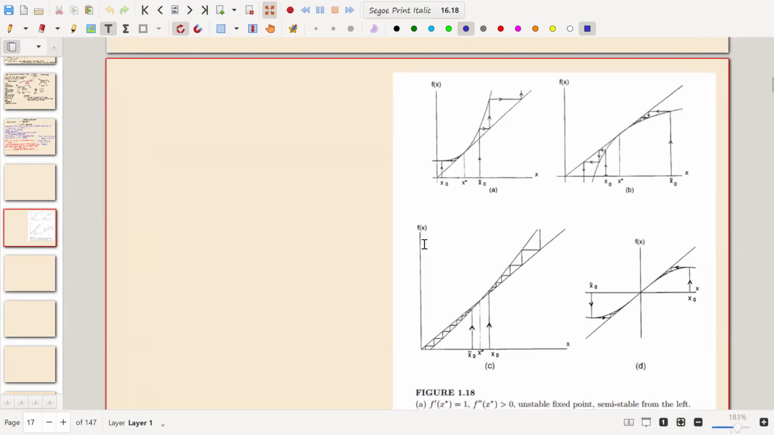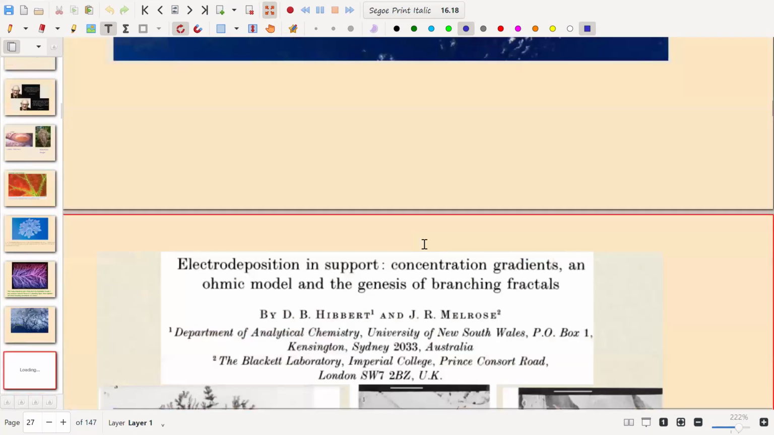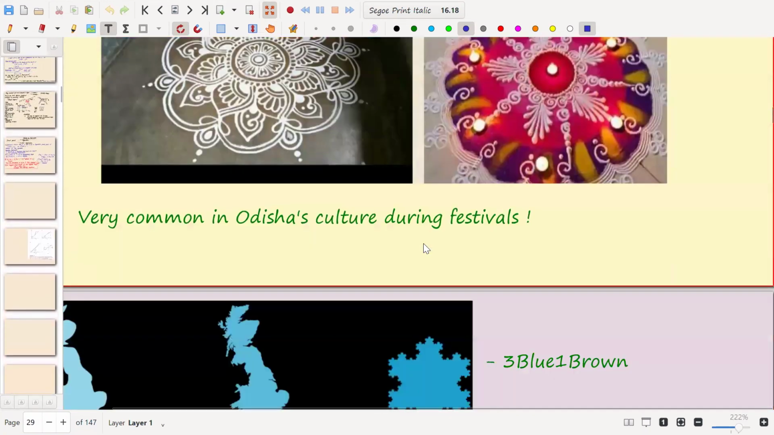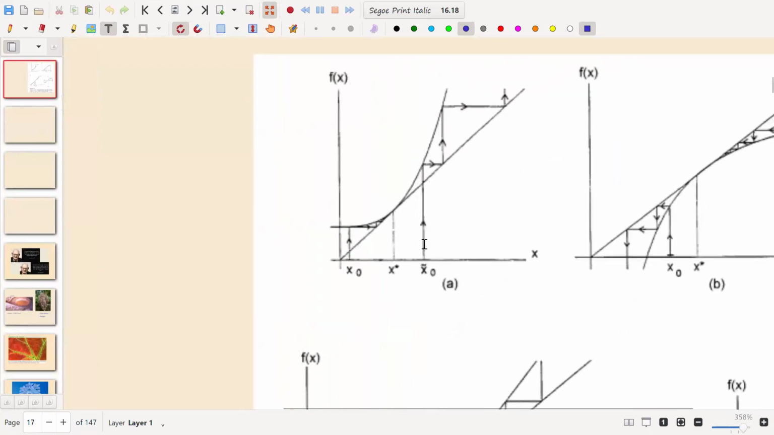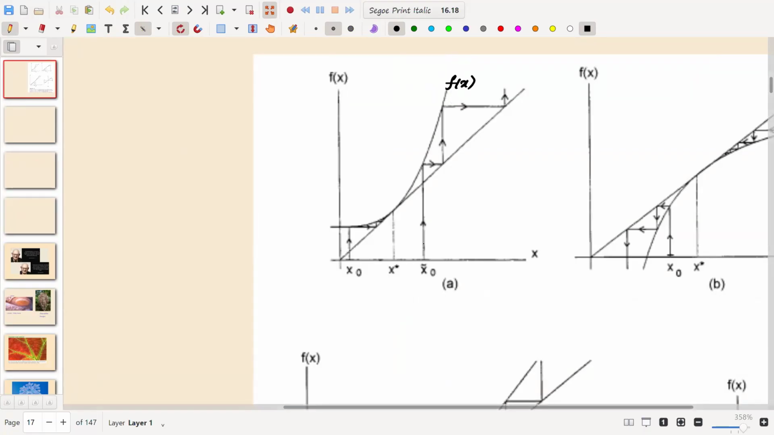See this figure very carefully. Now, this is the fixed point. This is the function f of x. And where is the fixed point of the map? Here. This is the fixed point of the map, where it crosses the line y equal to x.